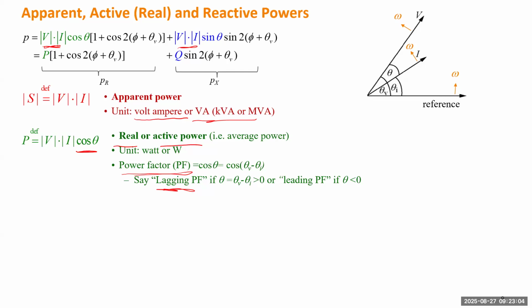Because usually voltage will be controlled in the system, the engineer will select some voltage as a reference. So lagging power factor means the current is lagging voltage. And if the current is leading voltage, which means this angle becomes negative, theta I will be bigger than theta V. So we call it the leading power factor. The subject is current. For this case, it's lagging, right? This case is lagging. Leading will be something like this one.